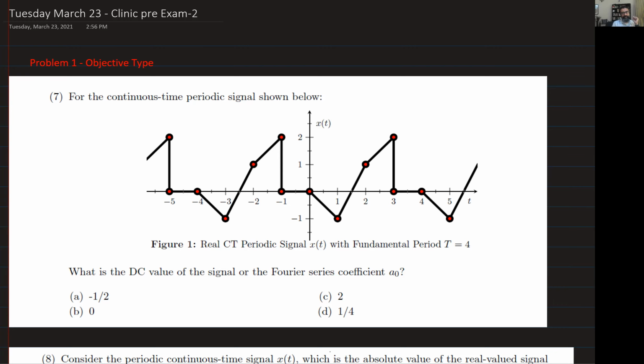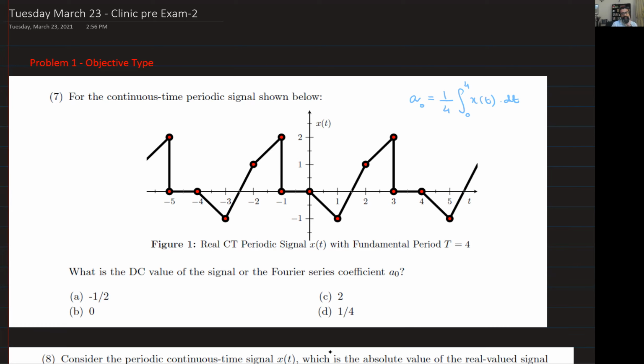Okay. Hamza, that's a valid method, by the way. Lekin remember, this is an objective type problem, and this was worth 2 points. Yes, it was worth 2 points. So you need to find the easiest way of solving problems, right? So what you're saying, Kiri, is correct. A naught is defined as 1/4 times the integral from 0 to 4 of x of t.